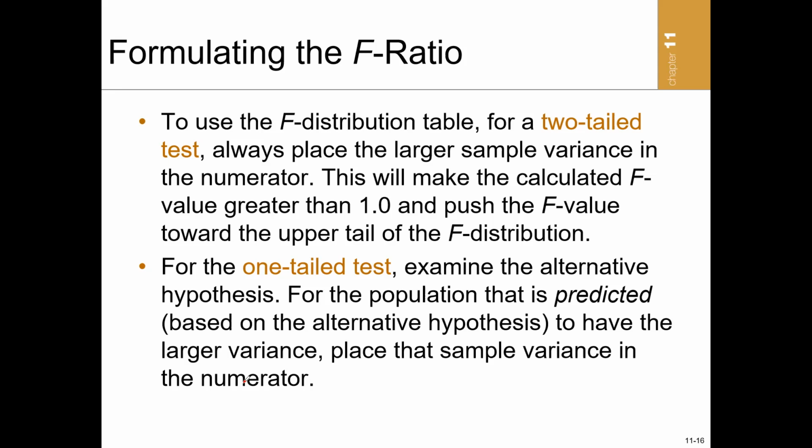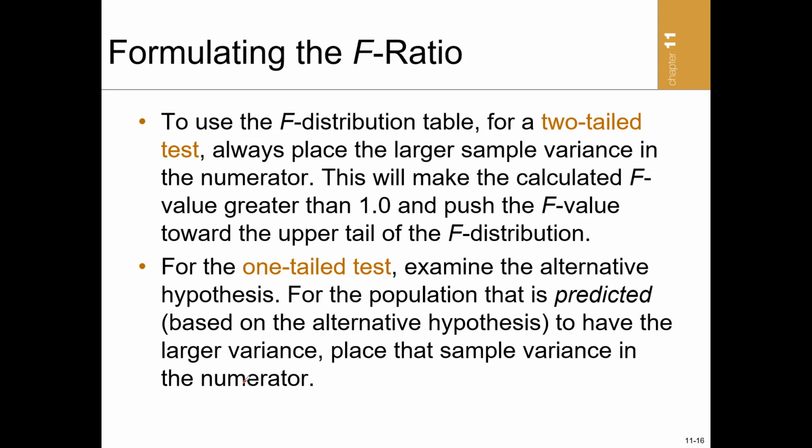Then the sample variance that is smaller will be the denominator. This will make the calculated F value greater than 1.0 and push the F value toward the upper tail of the F distribution. All right, we are going to do an example so you get it clearer.